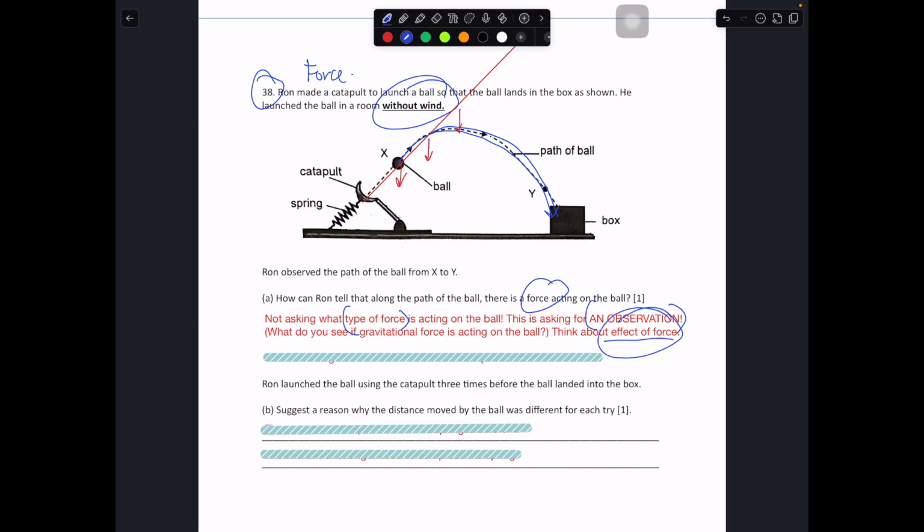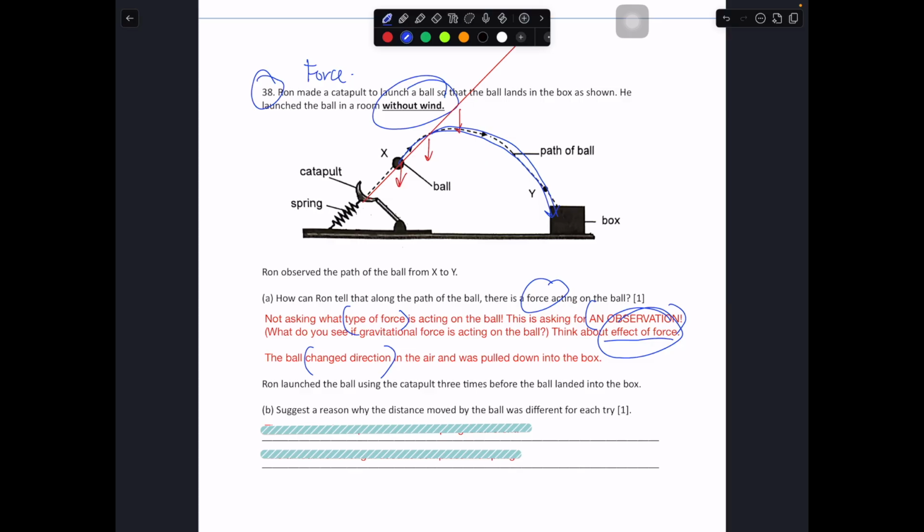So you can use the effect of forces to explain this part. You can say: the ball changed direction in the air and was pulled down into the box. This will be a pretty good and solid answer to show that you know there's a force, because the ball changed direction. Changing direction is an effect of forces. So you are using the effect of forces to tell there is a force acting on the ball. Even though you can't literally see gravity pulling it down, you know that it is acting on it because of the change in direction.